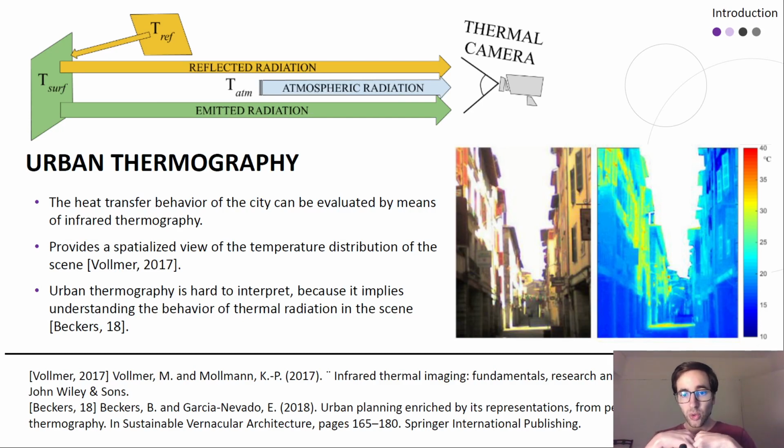Right? So urban thermography is a really nice tool to understand the thermal exchanges in the city, and the thermal or energetic behavior of the city or of the urban surfaces. But it's really hard to interpret a thermography, an infrared image, just as it is, right? So although it provides a spatial view of the distribution in the scene, we have to use other tools to understand it, to understand the results of an experimental campaign.